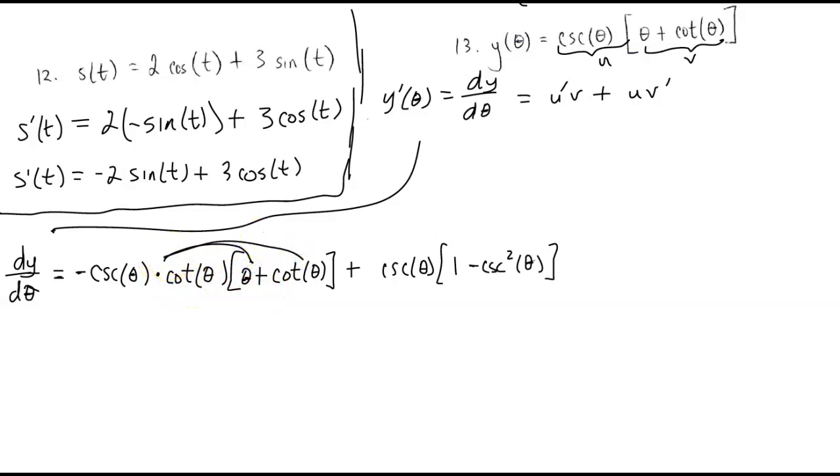So I'm going to do this. It's going to be negative cosecant theta, cotangent theta times theta. This is going to be minus cosecant theta. And since I have two cotangents here being multiplied times each other, there's going to be a cotangent squared theta.